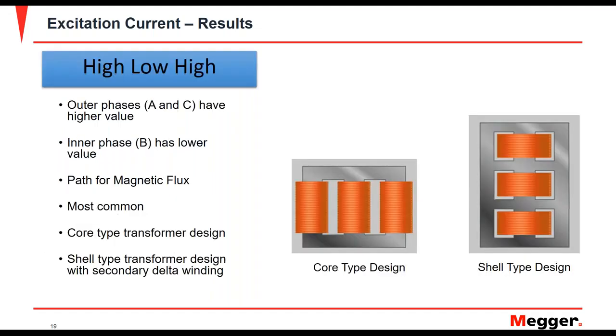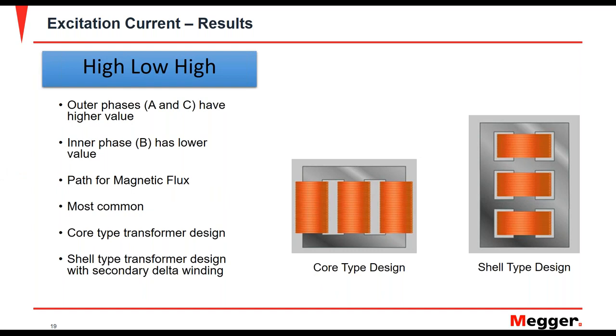So let's look at the high-low-high pattern to begin with. In this pattern, as the name suggests, you have two phases that have a higher excitation value. Generally, that is the outer phases. So the A phase and the C phase will have a higher excitation value, whereas the inner phase will have a lower excitation value. And this depends because the path that the magnetic flux has to take is different for the inner phases versus the outer phases.